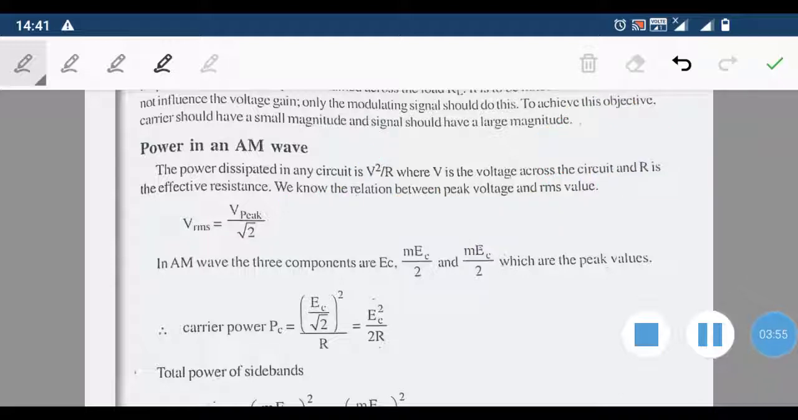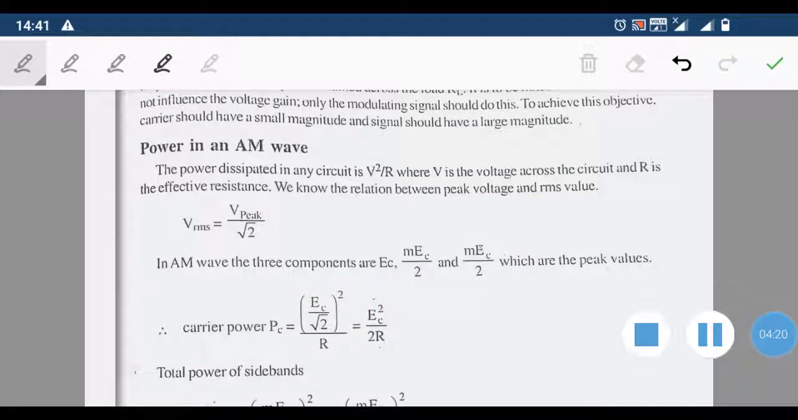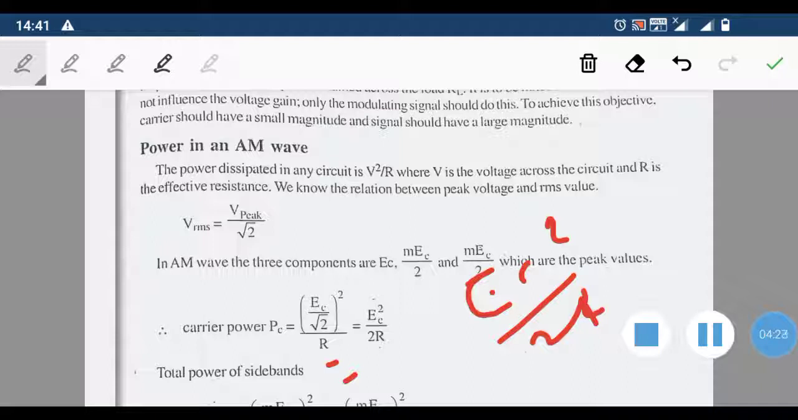In the case of an AM wave, we have three amplitude components. One is EC, the other one is MEC by 2, and the third one is again MEC by 2. For the carrier power, the RMS voltage of the carrier wave is EC divided by root 2, so the power is EC divided by root 2 the whole square divided by R, which is equal to EC square divided by 2R, since root 2 the whole square is equal to 2. So this is the carrier power.